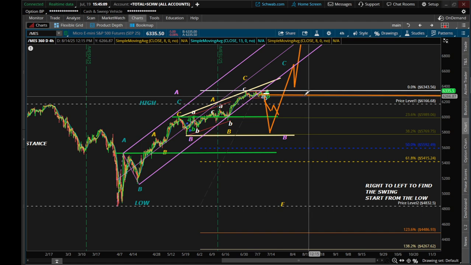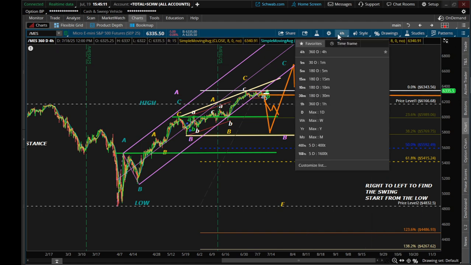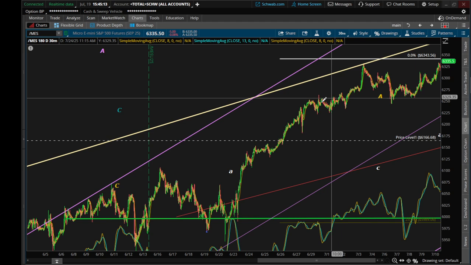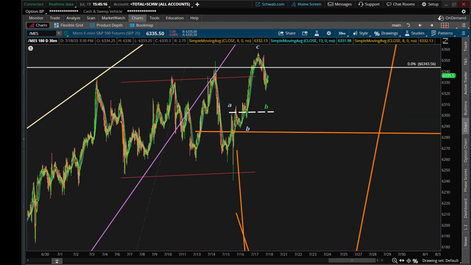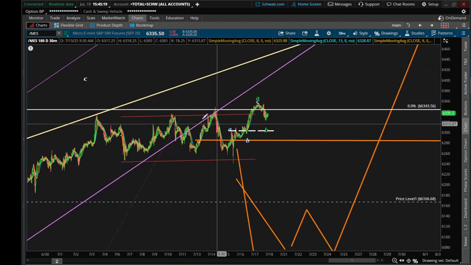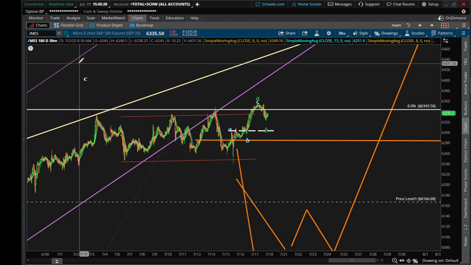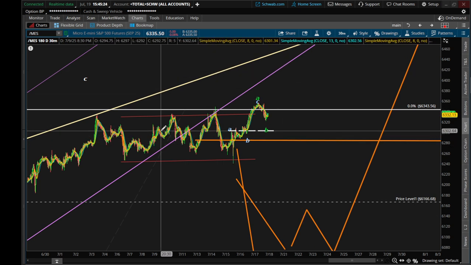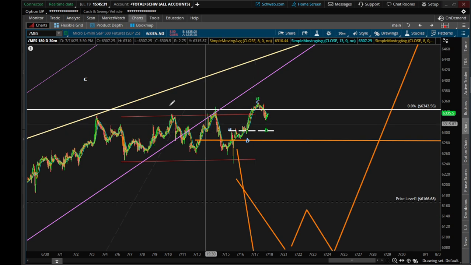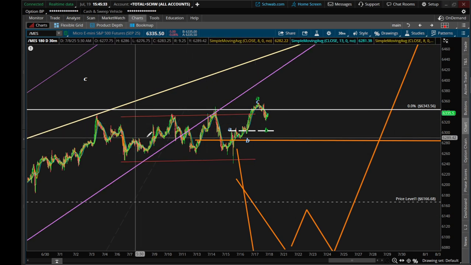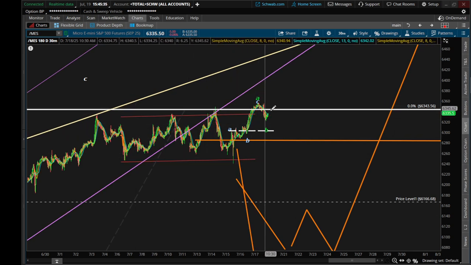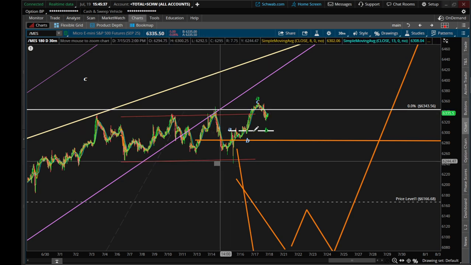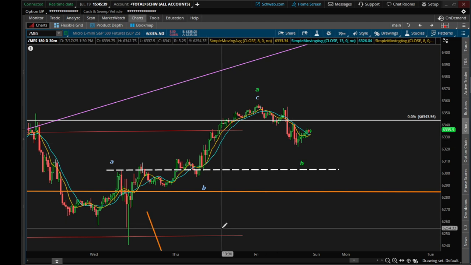So anyways, let's zoom into the 30-minute time frame and see where we're at in regards to the Pitchfork. We are on the bottom side. This is the median here, so we're on the bottom side of the Pitchfork. We can have a couple things going on right here, but let's just focus. Let's read the chart right to left and just focus on the move that's in front of us.